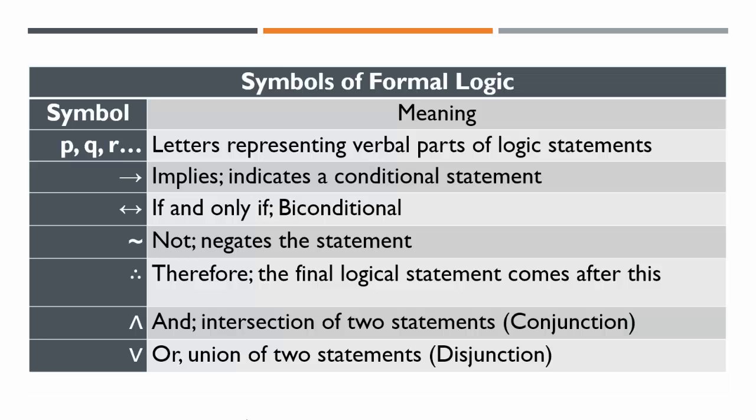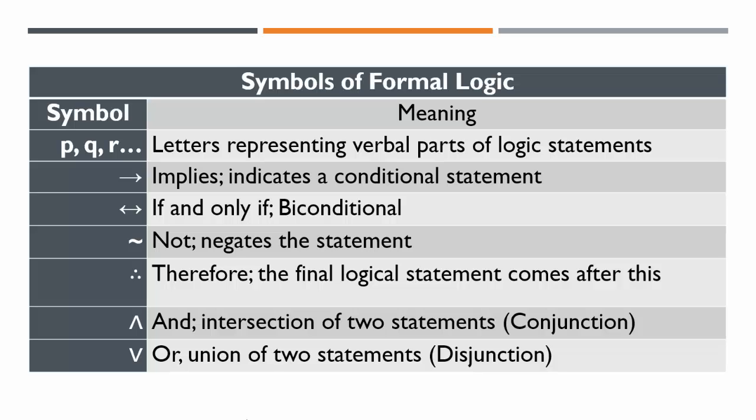So in this section we'll learn a bunch of new notation. We have P, Q, and R and so forth, as lowercase letters we will use to represent verbal statements. We have the forward-facing arrow that we use to imply a conditional statement. We have the double arrow that we use for a biconditional statement. We have the tilde to negate a statement, and we have the three dots, which mean therefore, for the final step of a logical statement. Now we won't use this for this section, but we will use it when we get to proofs.